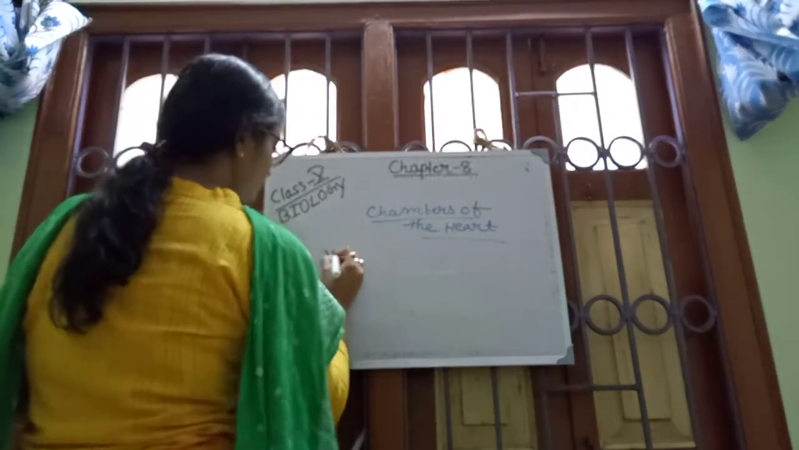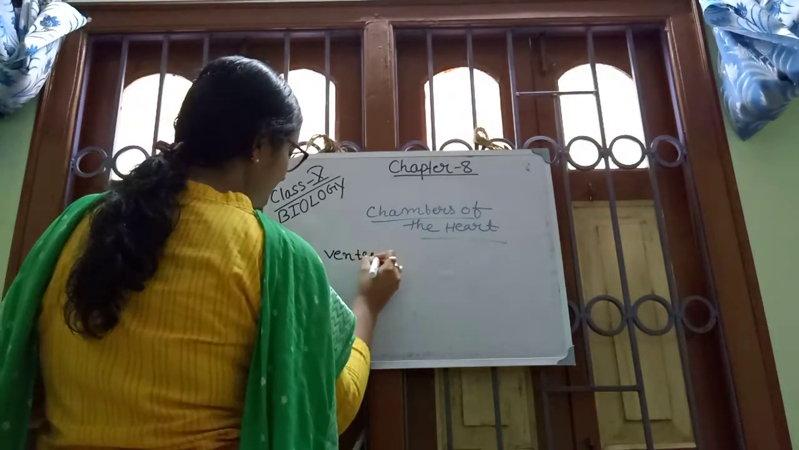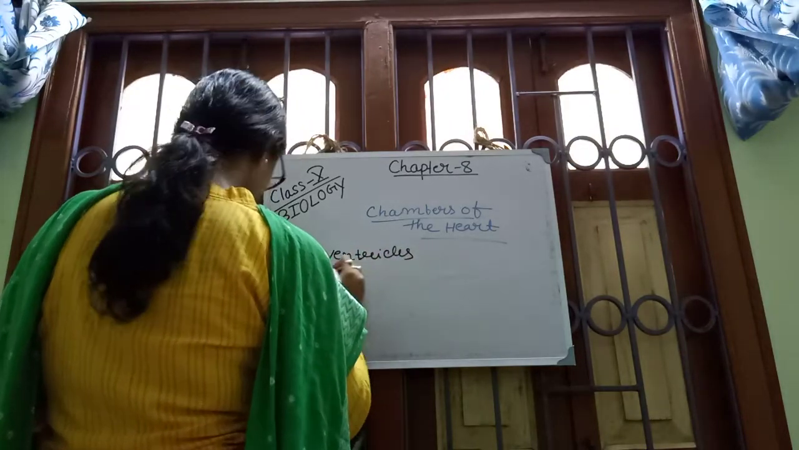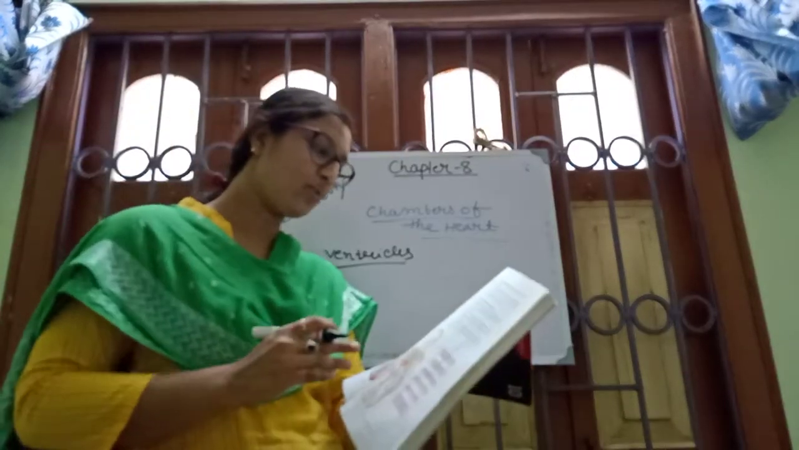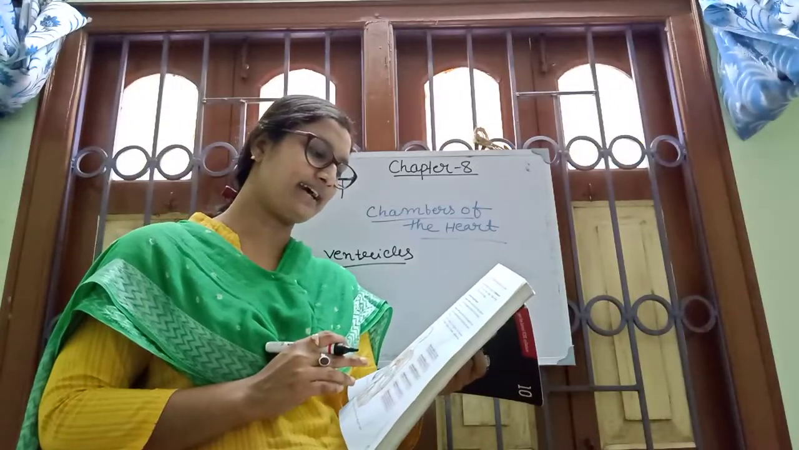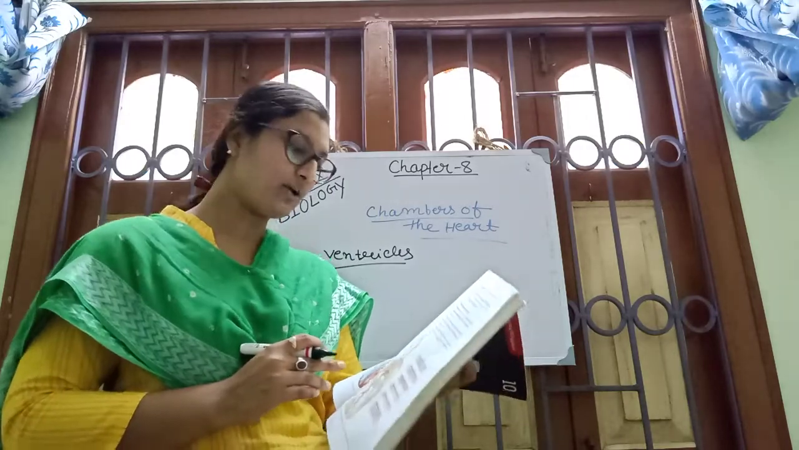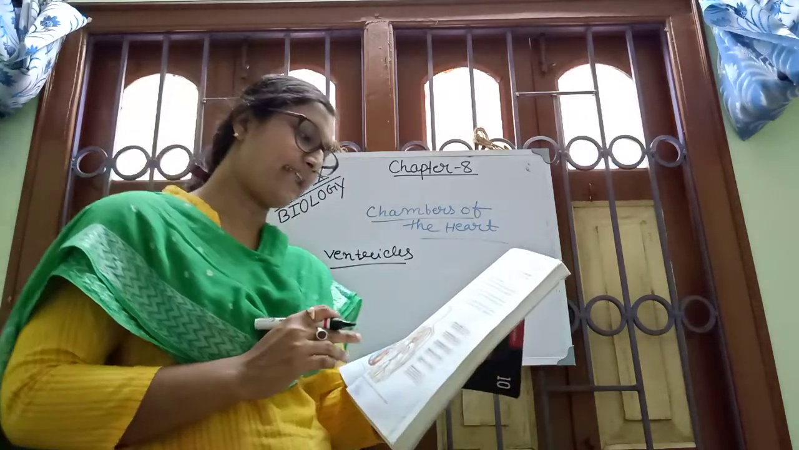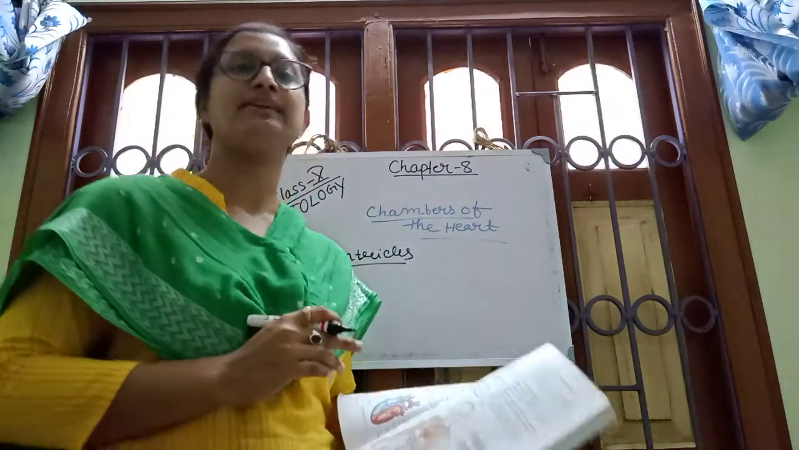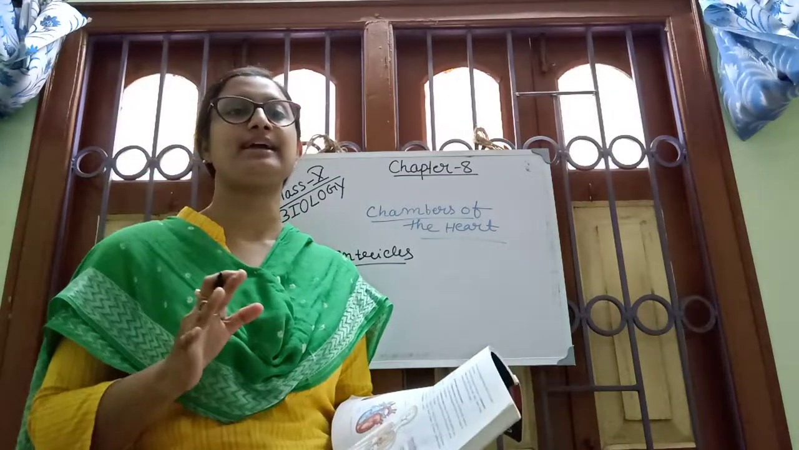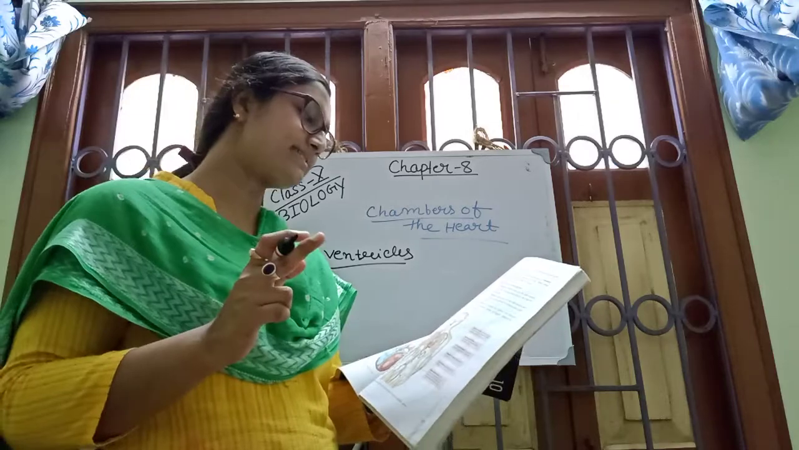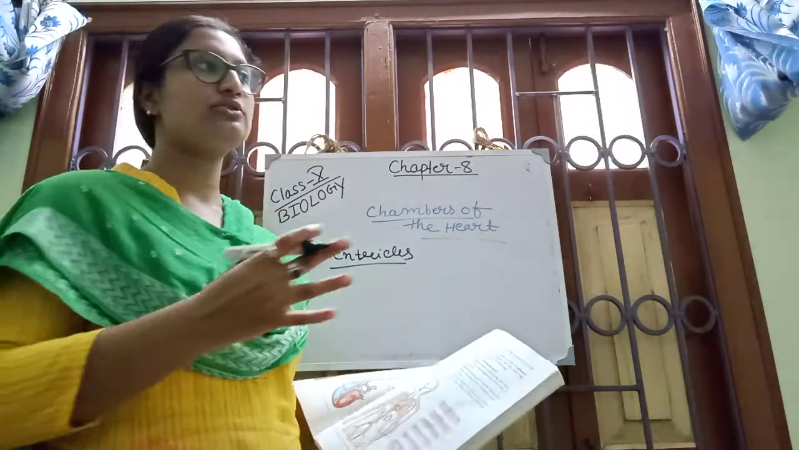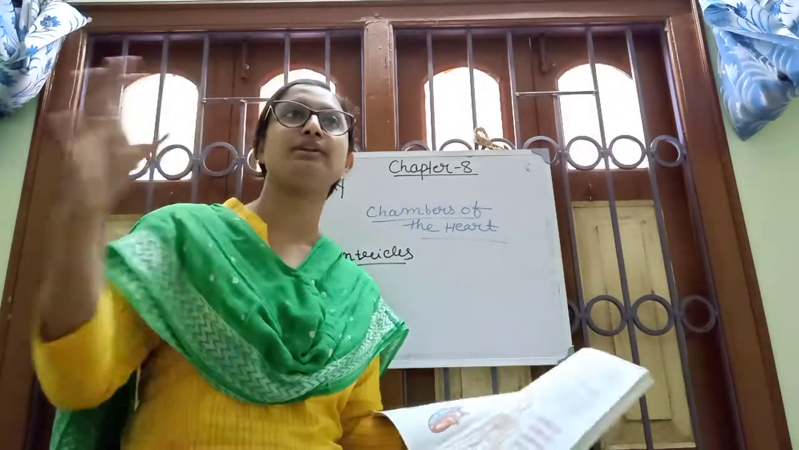The ventricles also, left and right ventricle are present, and these ventricles are separated by the interventricular septum. The wall of the left ventricle is thicker than that of the right ventricle, which in turn carries the blood to the entire body. The left ventricle is thicker because it pumps the blood throughout the body.